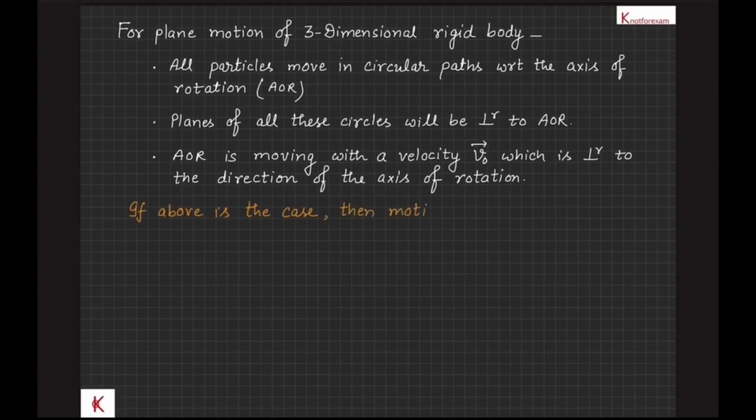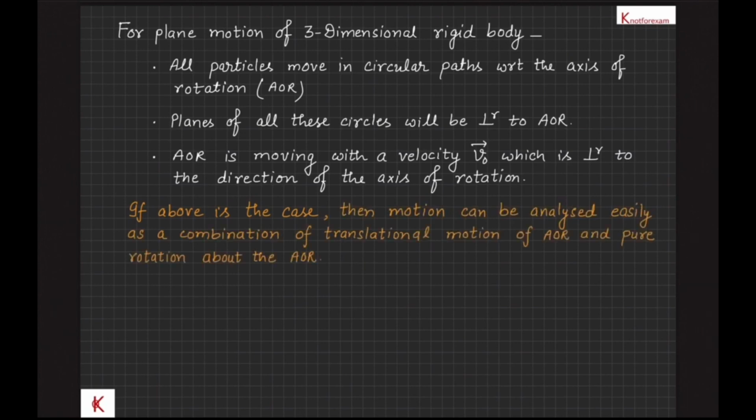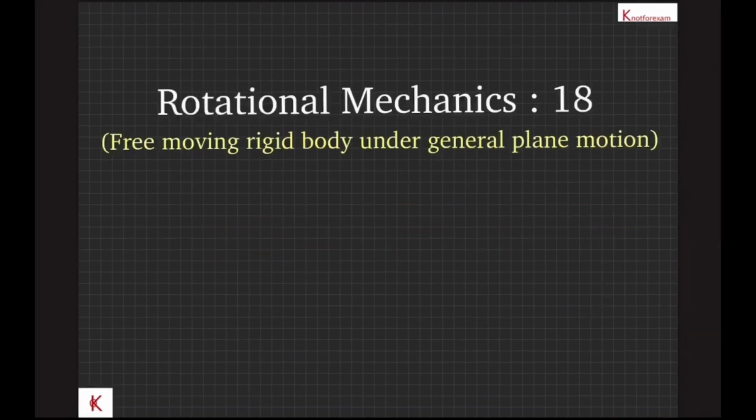This is the general plane motion of a rigid body, and this motion can be analyzed easily as a combination of translational motion of the axis of rotation and pure rotation about the axis of rotation. And we are going to discuss a free moving rigid body under general plane motion.